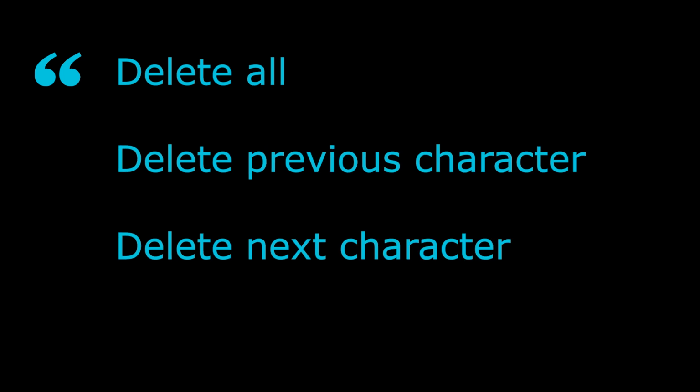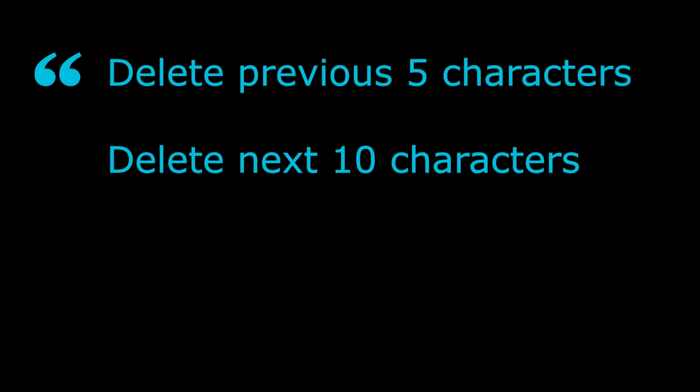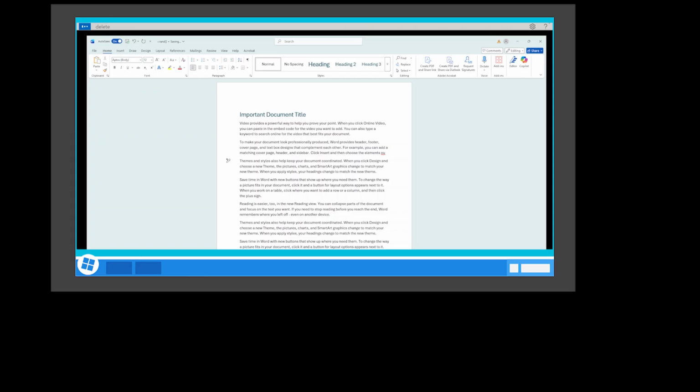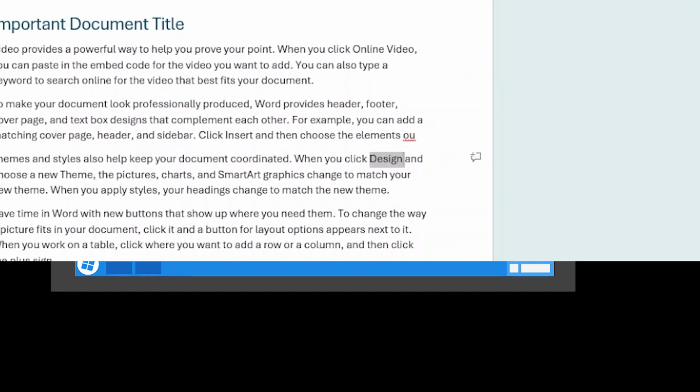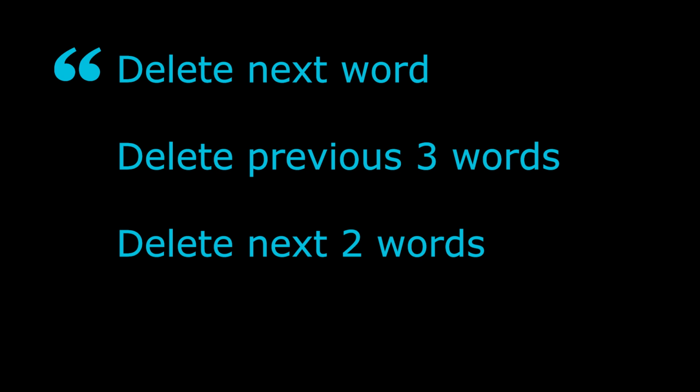For character level deletion, use the command Delete Previous Character or Delete Next Character. You can also specify the number of characters you want to delete by using commands such as Delete Previous 5 characters or Delete Next 10 characters. Word level deletion works in a similar way. You can use the command Delete Previous Word, Delete Next Word, Delete Previous 3 words, Delete Next 2 words, and so on.